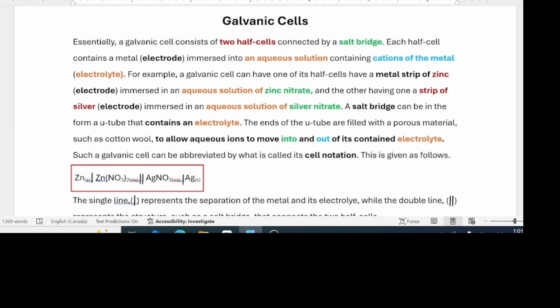A salt bridge can be in the form of a U-tube that contains an electrolyte. The ends of the U-tube are filled with a porous material such as cotton wool to allow aqueous ions to move into and out of its contained electrolyte.